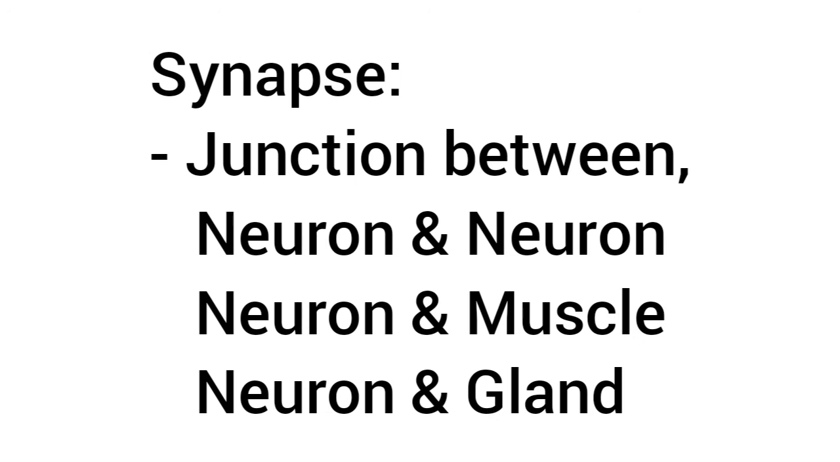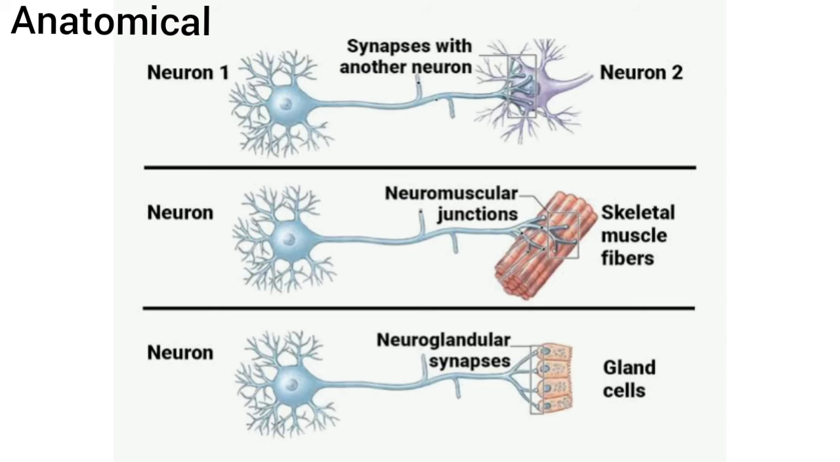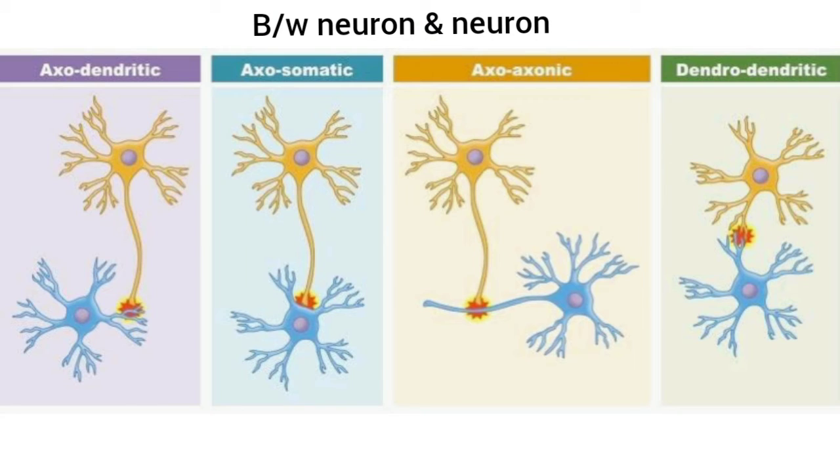Now we'll see about synapses. Synapse is a junction between a neuron and a neuron, a neuron and a muscle, and a neuron and a gland. It is classified into anatomical and physiological classification. Anatomical classification includes between a neuron and a neuron, a neuron and a muscle, and a neuron and a gland. Between a neuron and a neuron, it is axosomatic, axodendritic, and axoaxonic types.